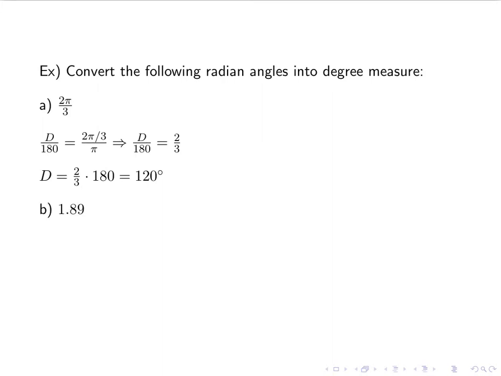Sometimes our radians don't have the pi in them, so 1.89. Again, I'll plug it into the R spot in my equation, multiply both sides by 180, and then I'll plug this into my calculator, and rounded to 2 decimals, I get 108.29 degrees.